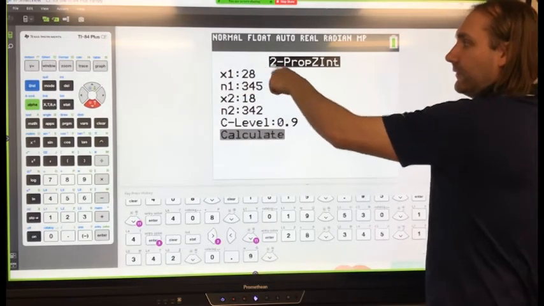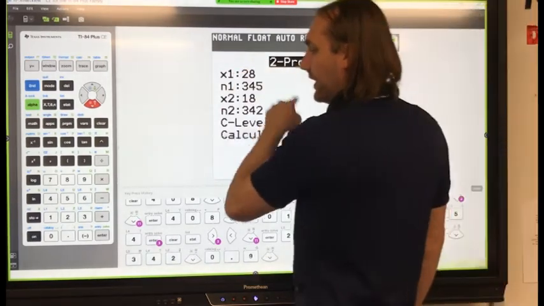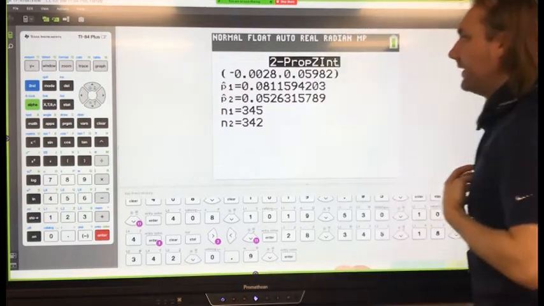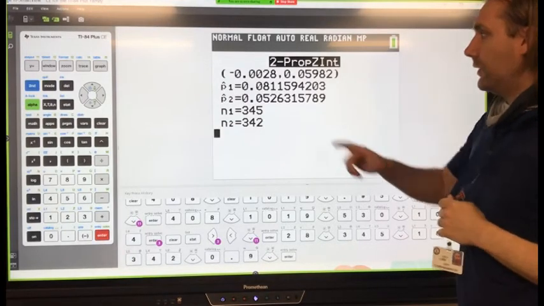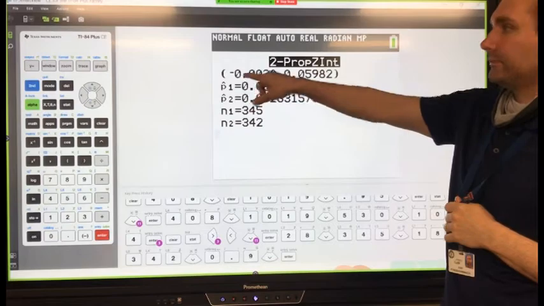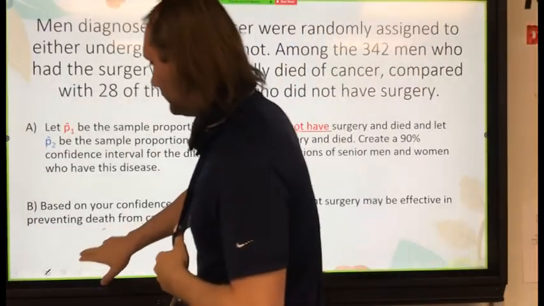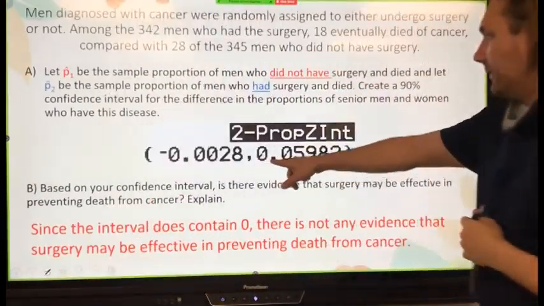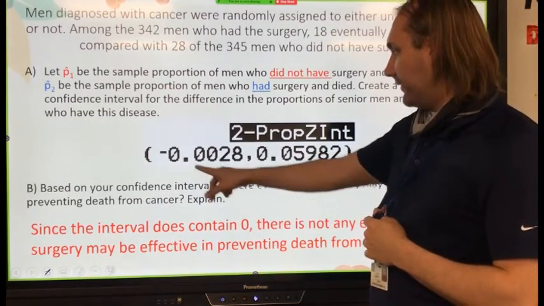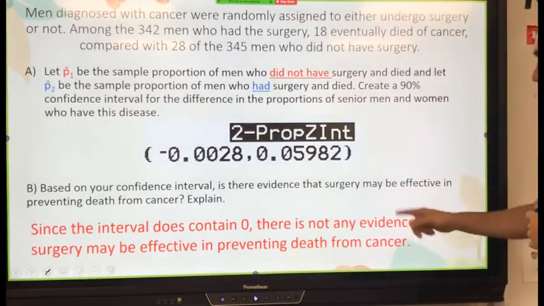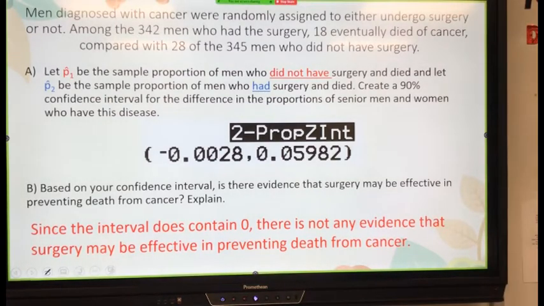So let's recap. This is who did not have the surgery, right? I'm basing everything off of comparing 1 to 2, who did not have it versus who did. Based on that, would you say that you are more likely to die of cancer by not having the surgery? No. You see a negative, right? Since the interval does contain a value that's less than 0, there is not any evidence that the surgery may be effective in preventing death from cancer.